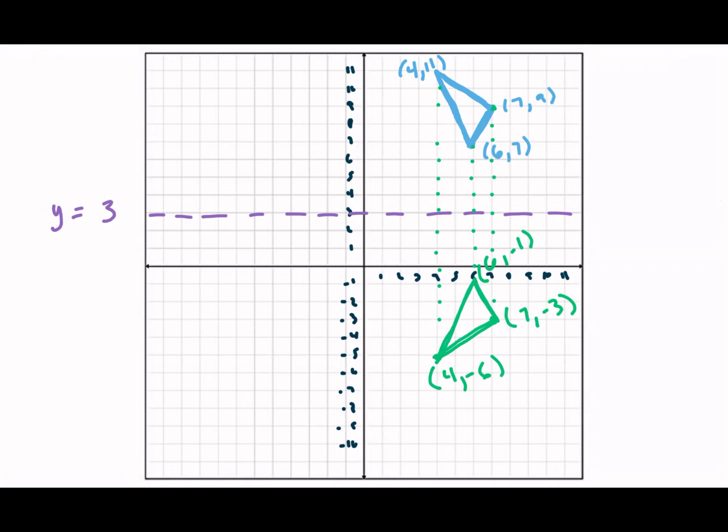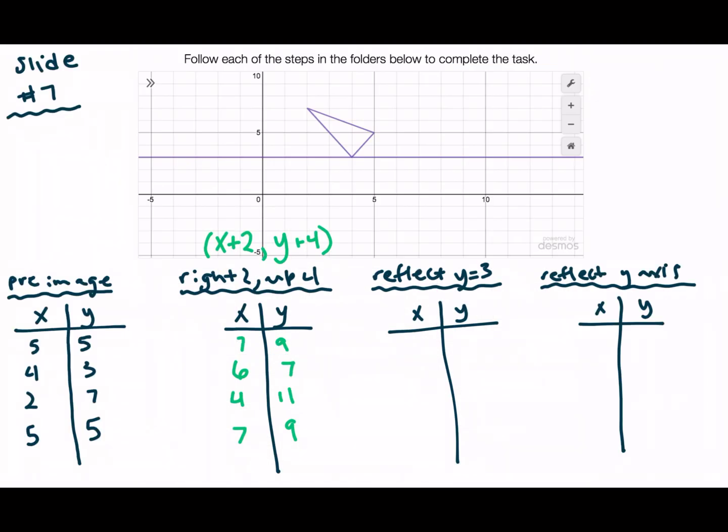Okay. And notice if you look at it, it looks like it was flipped over that line. If I could fold this paper on the line y equals 3, the green triangle would fold up on top of the blue triangle. So let's go ahead and record those coordinates over here.